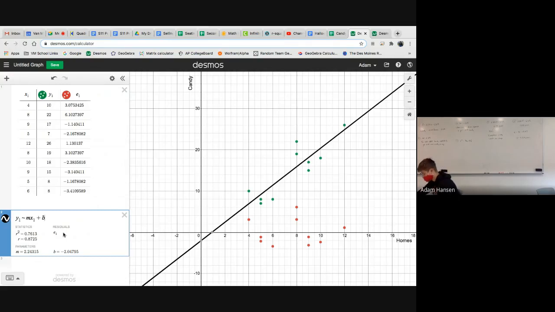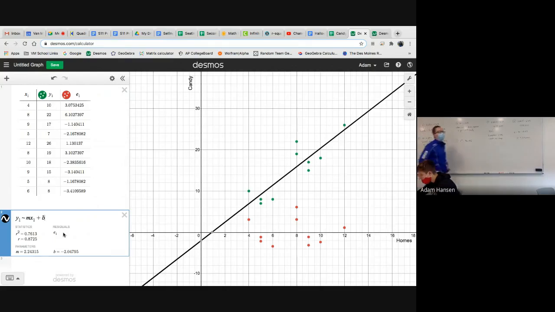Positive or negative residual. This point, for 6 pieces of candy, positive or negative residual? Negative. They should have gotten about, I don't know, 11 or 12 pieces of candy. They only got 8. So they've taken this residual difference and plotted it down below on the x-axis. They got 8 pieces of candy. They got 3.4 pieces less than they should have gotten.